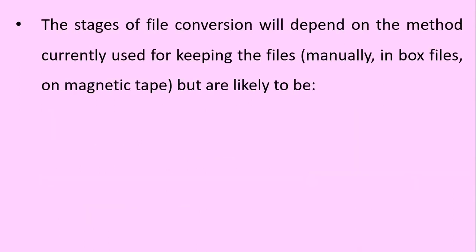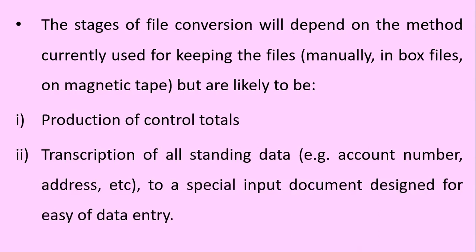The stages of file conversion will depend on the method that is currently used for keeping the files: manually, in box files, or magnetic tape, but are likely to be: number 1, production of control totals. Number 2, transcription of all standing data, for example, account number, address, etc., to a special input document that is designed for easy data entry.